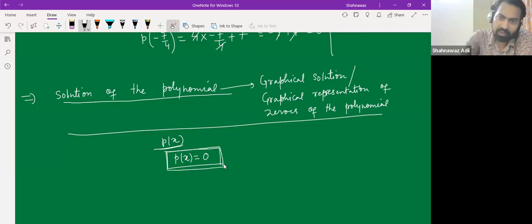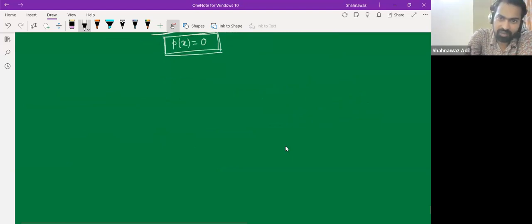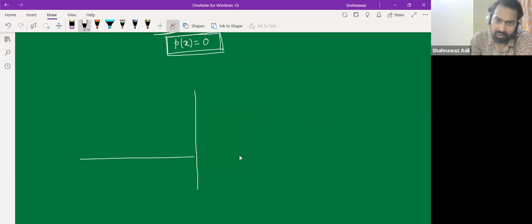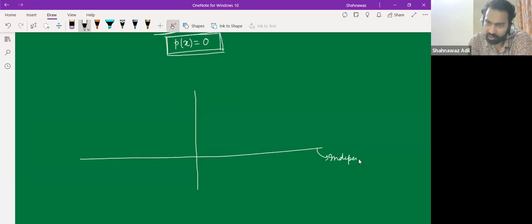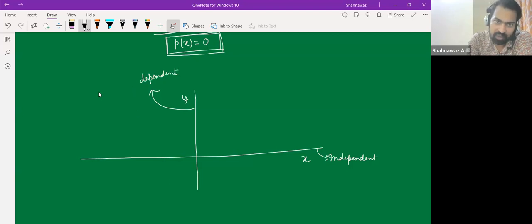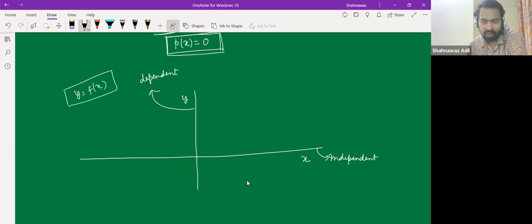So let us talk about the graph, right? In the graph, we have two axes. This one is the independent one, let's say this is X, and this one is the dependent one, this is Y, right? And then we define Y as a function of X, and then we draw the graph.